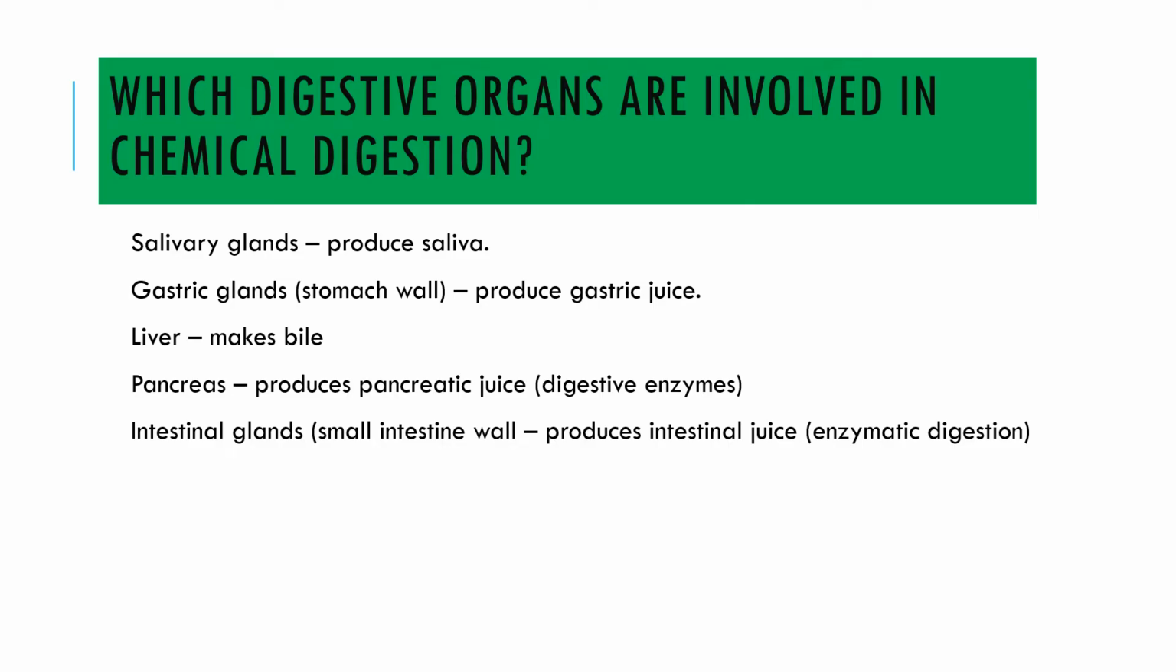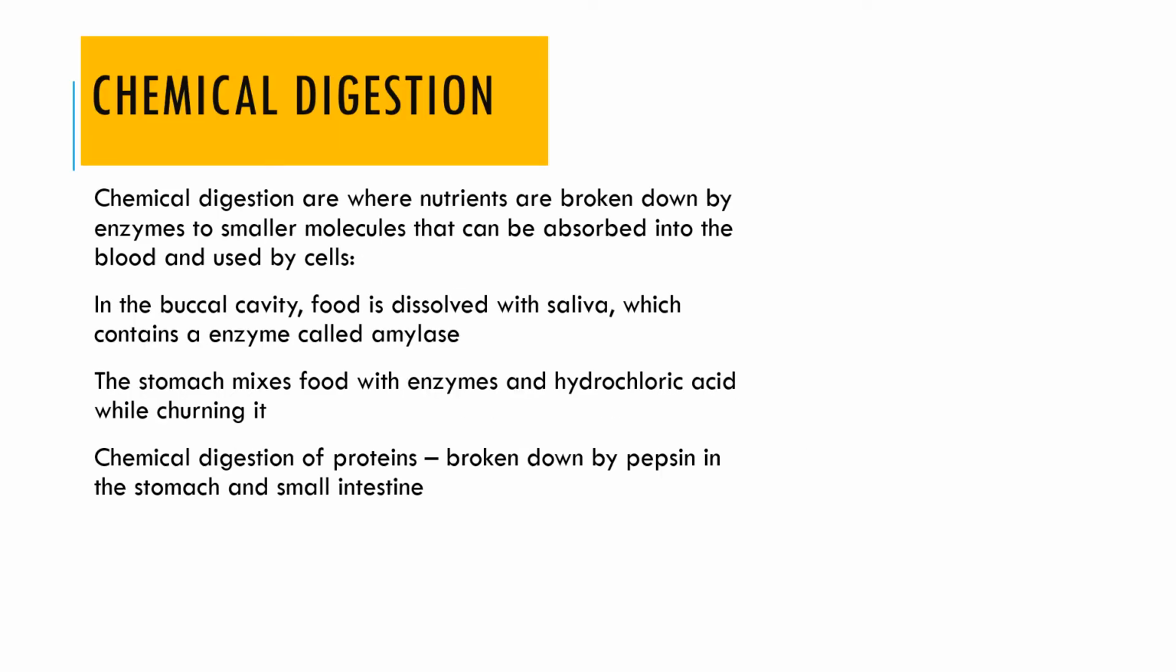It's just making sure that these chemicals are helping us to break down and digest our food, and it does start in the mouth. So chemical digestion, when nutrients are broken down by enzymes. So it helps dissolve food. So in the buccal cavity, food is dissolved with saliva that has amylase in it. The stomach mixes foods with enzymes and hydrochloric acid and also churns it. And then you have the chemical digestion of proteins broken down by pepsin in the stomach and the small intestine.